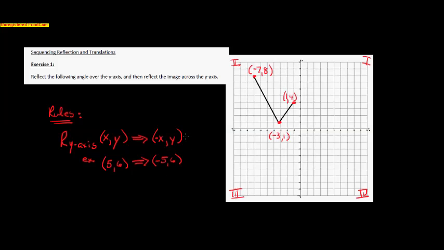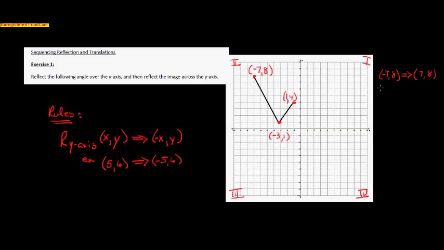So really, when I go to do this one over here, I can do this without even graphing them. I can always count, right? We said if you count straight to the y-axis and then count the same number of points over, then you're at the point where you've reflected to. But I can list them over here. If I start with -7, 8, then it's going to reflect to 7, 8.